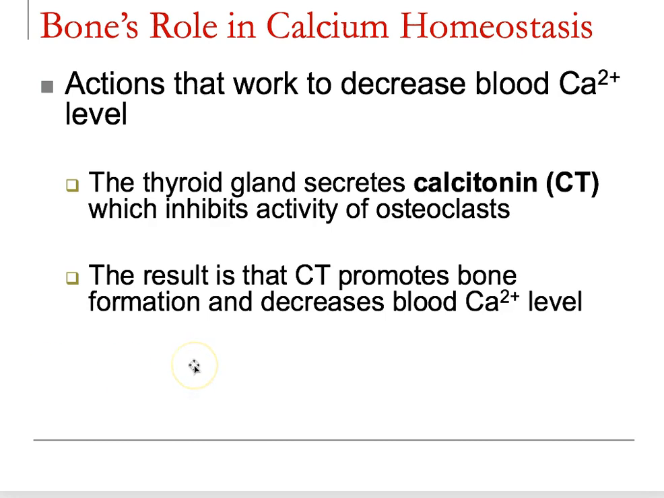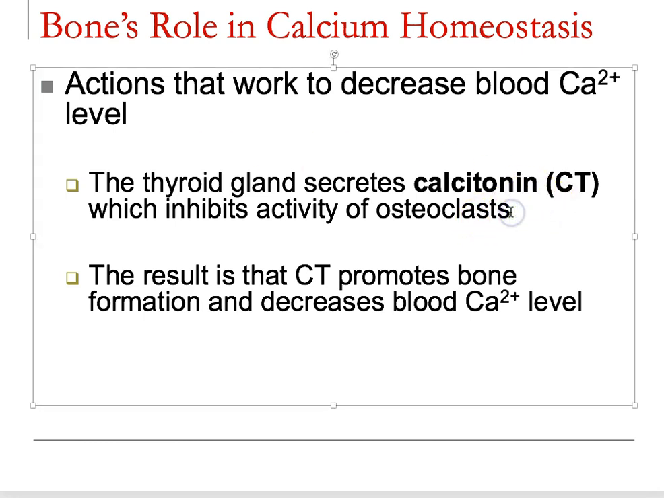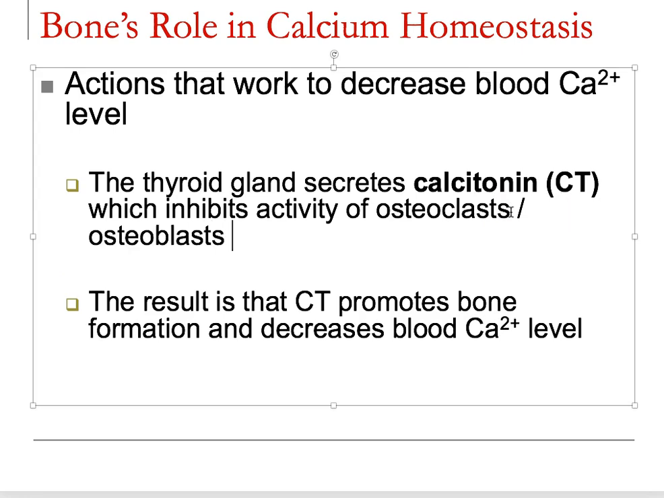So if we need to decrease calcium concentration, we're going to use the hormone calcitonin, and calcitonin is made inside the thyroid gland. The thyroid gland and the parathyroid gland are not the same structure. Calcitonin inhibits osteoclasts and activates osteoblasts, and what happens is you then trap more calcium and phosphate inside the actual bone itself.